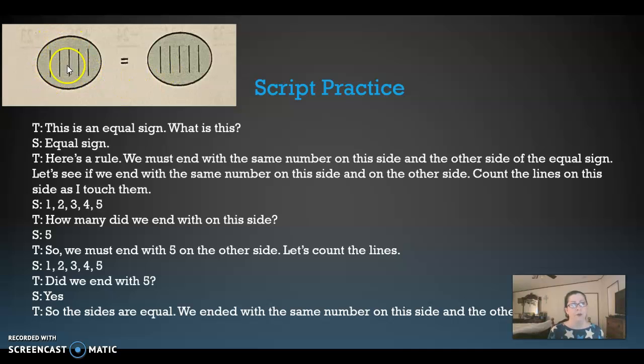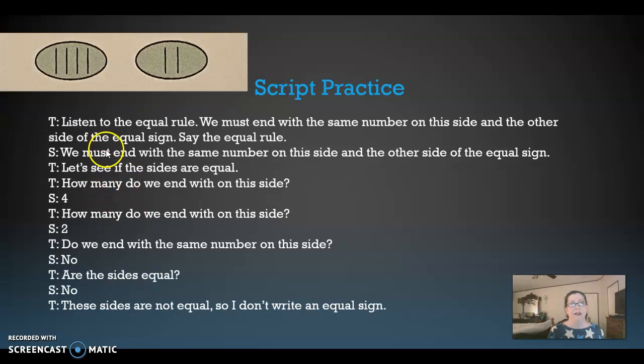1, 2, 3, 4, 5. How many did we end up with on this side? Students would respond, 5. So we must end up with 5 on the other side. Let's count these lines. 1, 2, 3, 4, 5. Did we end up with 5? Yes, we did. We did end up with 5. So these sides are equal. We ended with the same number on this side as on the other side. So we have an equal sign. So let me show you another one.